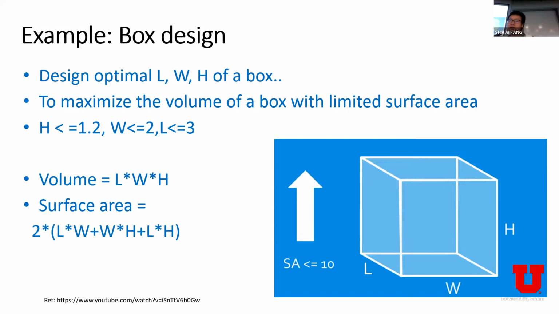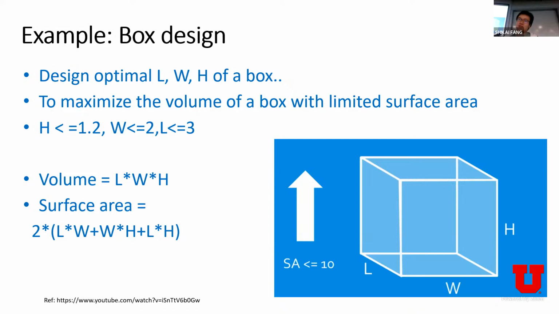Here is a problem called box design. Just imagine you have to design a box by finding the optimal length, width, and height of that box. Of course, we have some targets. The objective is to maximize the volume of the box you design. And the constraint is you have a limited surface area. This means maybe the height of your designed box is smaller than 1.2. The width, sorry, the width should be less than 2, and the length should be less than 3.